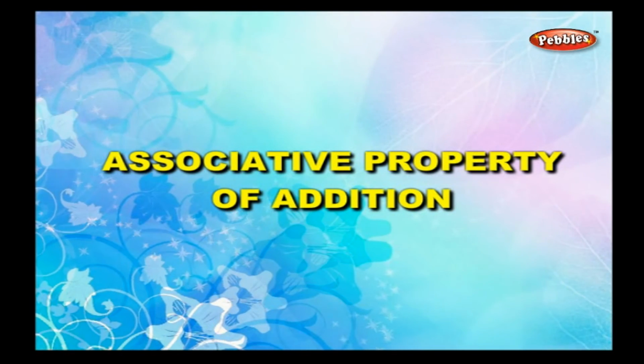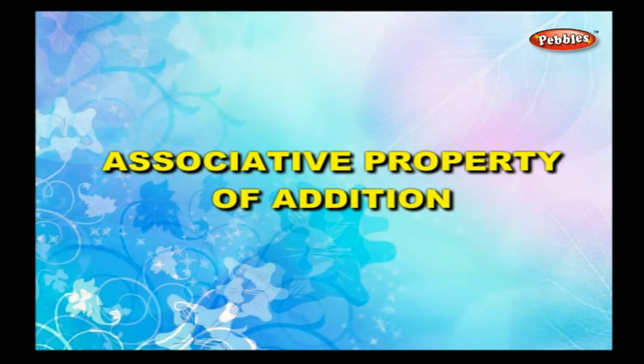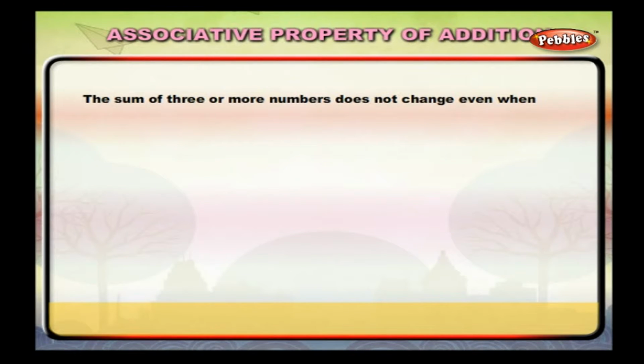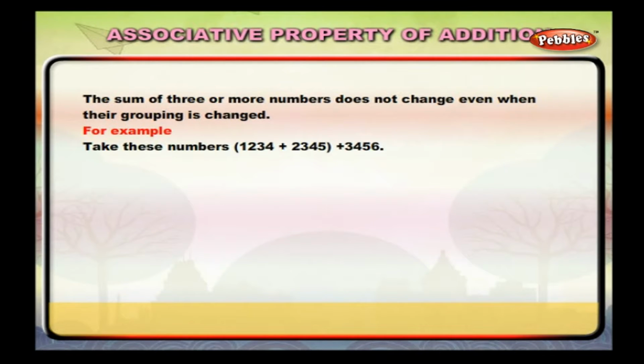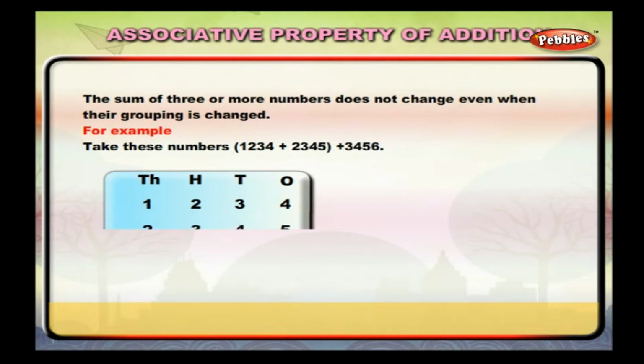Associative property of addition. The sum of 3 or more numbers does not change even when their grouping is changed. For example, take these numbers: 1234 plus 2345 plus 3456 as an example. Arrange the first two numbers in a column and add.